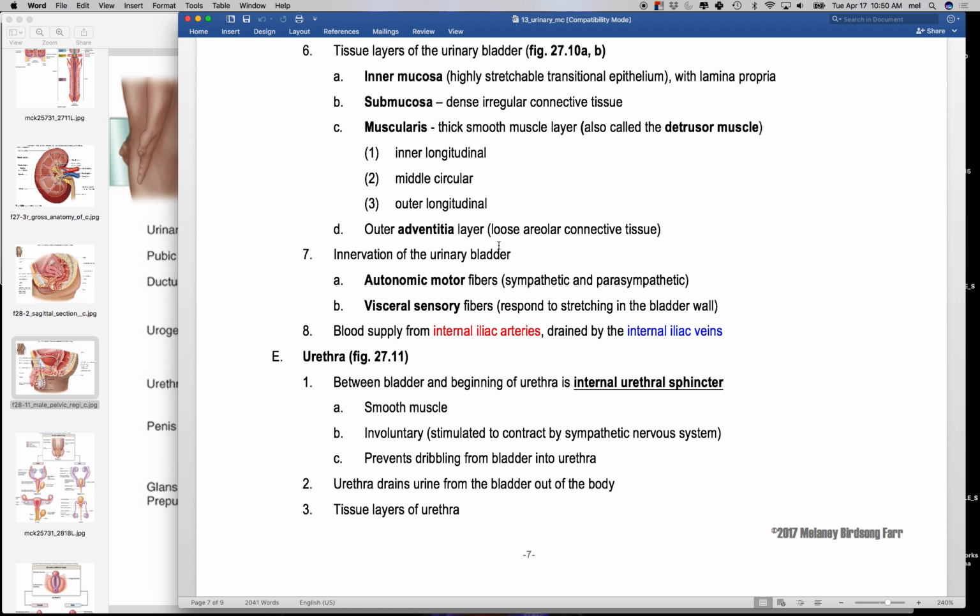Okay? So let's talk about the urethra. But blood supply, by the way. Blood supply is exactly what you would imagine. It's from the internal iliac arteries and drained by the internal iliac veins going to the urinary bladder.